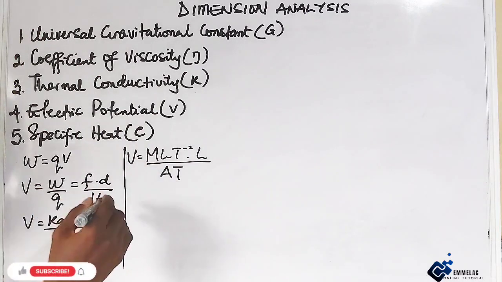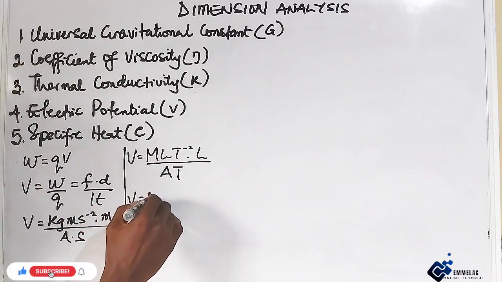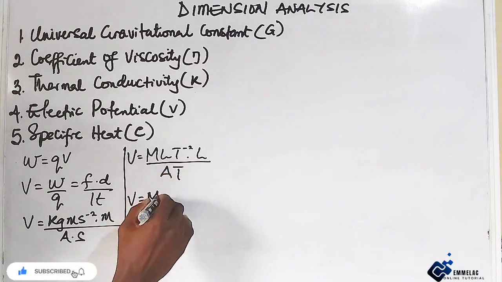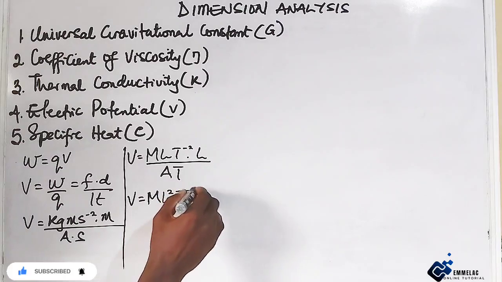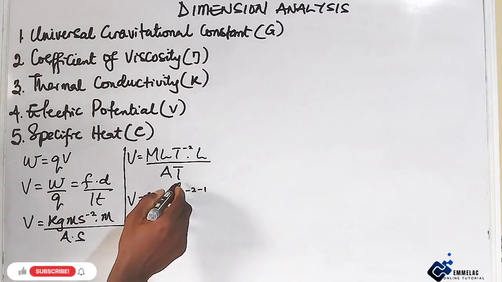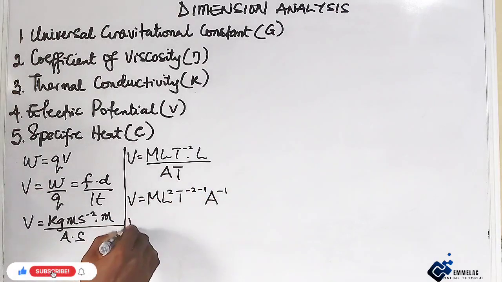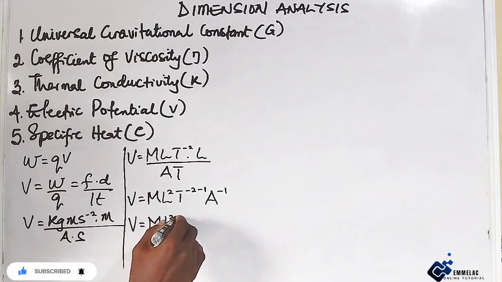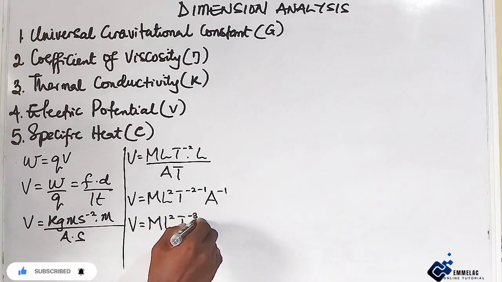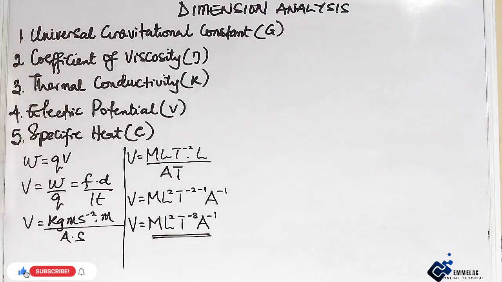Okay, now here we have the V then equals to M. Now L times L, you have L raised to the power of 2. Then here you have T raised to the power minus 1, then minus 1, which is this, then A raised to the power minus 1. Okay, so our V here will give us M, then L raised to the power of 2, T raised to the power of minus 3, and A raised to the power of what? Minus 1. Now this is the dimensional formula of electrical potential.